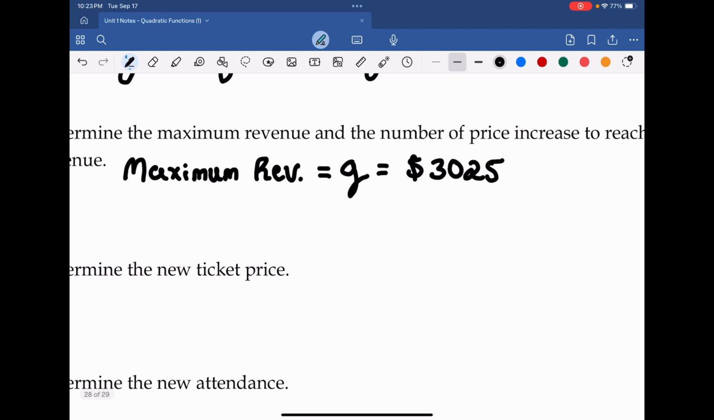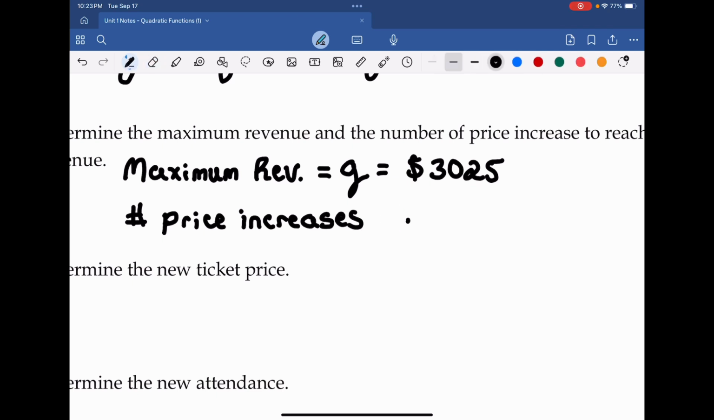Our maximum price increase, or the number of price increases to be more specific, is, and I'm just going to write it in a very similar format to what we just did there, equal to the p value, which is then equal to 2.5. So that's the number of price increases we can make, is 2.5.